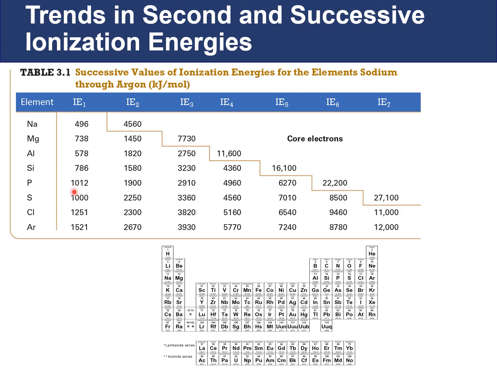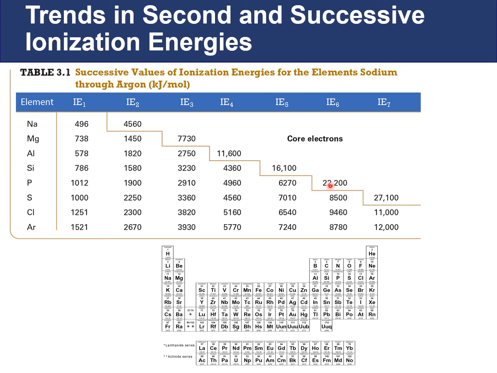So essentially, the difference between the first and the second is about 1,000. The second to the third is again about 1,000. The third to the fourth, this one's a little bit bigger at 2,000. The fourth to the fifth is 2,300. And then the fifth to the sixth, the difference here is about 16,000.